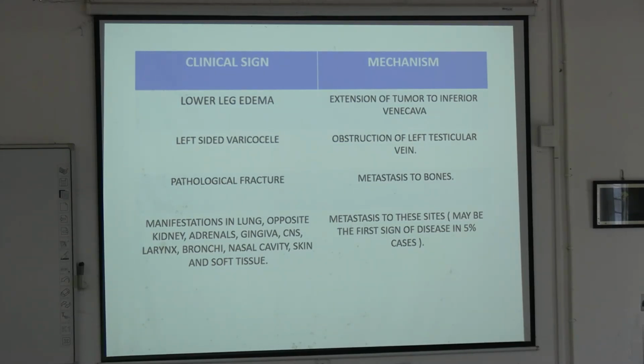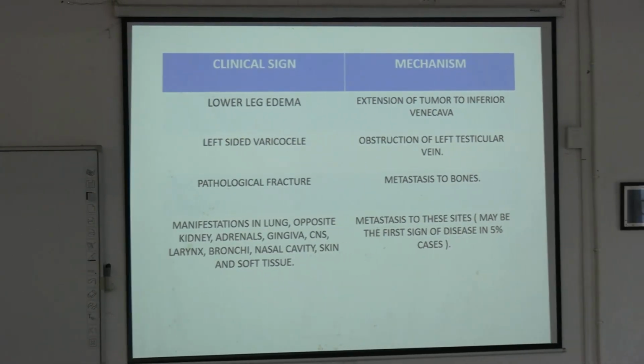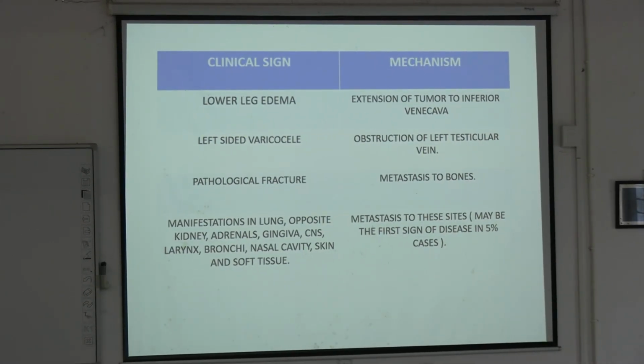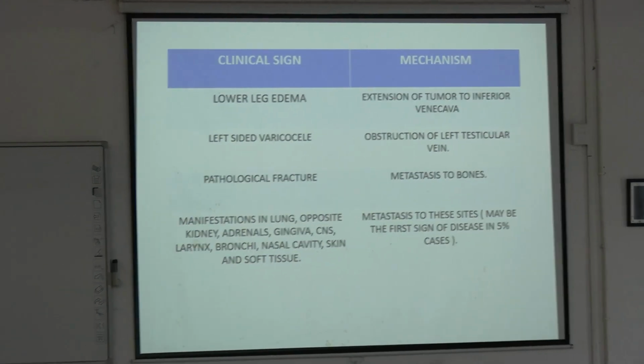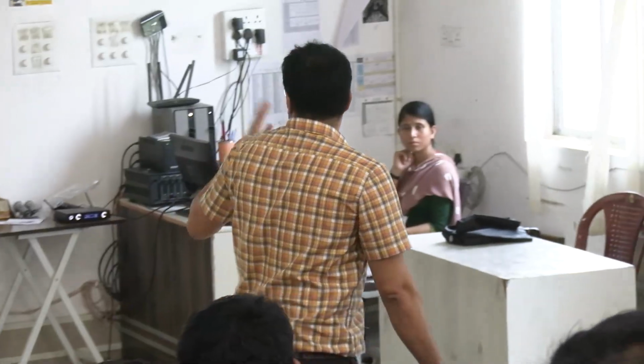Then left-sided varicocele. কোথায় হতে পারে? Because of obstruction of the left testicular vein. The left testicular vein drains directly into the left renal vein. And if the testicular vein is obstructed by the tumor embolus, the patient can present with a left-sided varicocele.